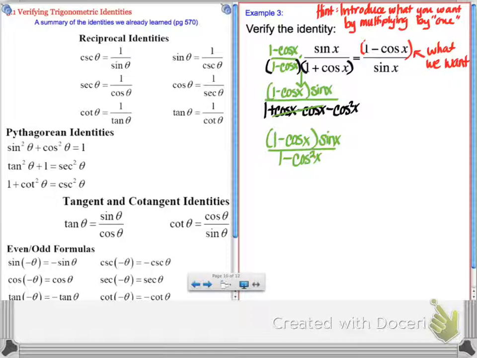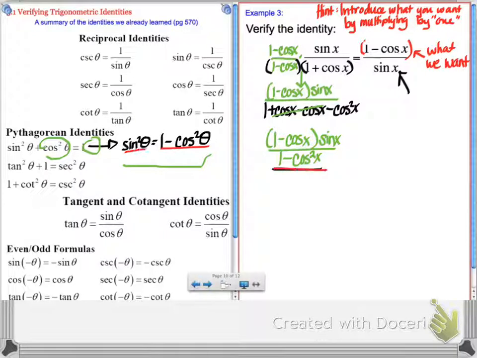Take a look at the bottom now. The bottom, I want to have a sine of x, so somehow I have to introduce sine of x into the bottom. So, take a look at the Pythagorean identity. Since cosine squared is there, notice you can rewrite the Pythagorean identity by subtracting cosine squared from both sides. You get 1 minus cosine squared equals sine squared. So I'm going to replace 1 minus cosine squared of x with sine squared of x because they are equivalent statements. I've introduced sine because it's what I want in the denominator.